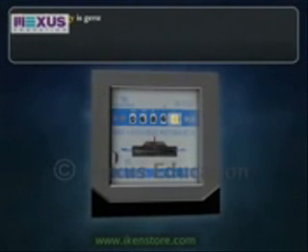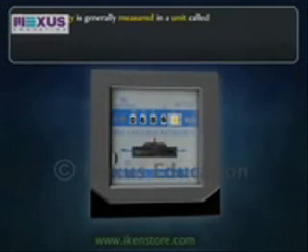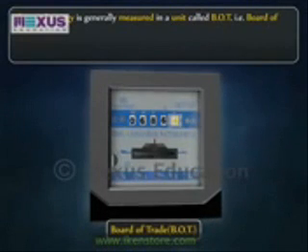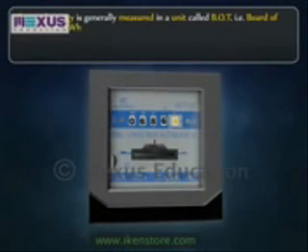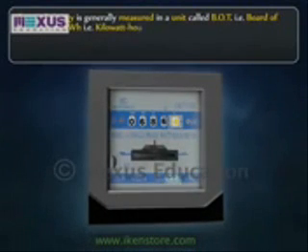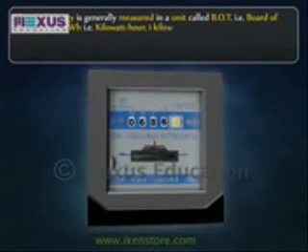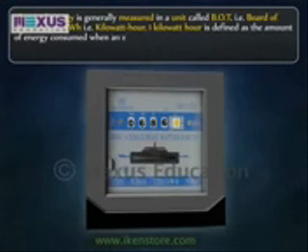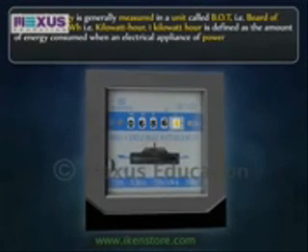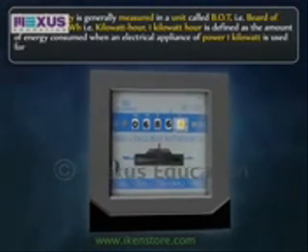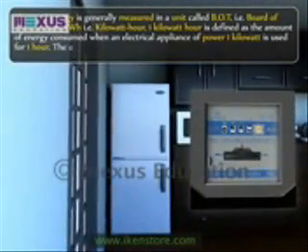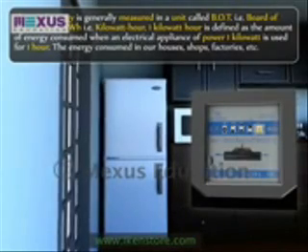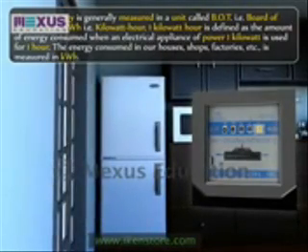Electrical energy is generally measured in a unit called BOT, that is, Board of Trade Unit, or kWh, that is, kilowatt hour. 1 kilowatt hour is defined as the amount of energy consumed when an electrical appliance of power 1 kilowatt is used for 1 hour. The energy consumed in our houses, shops, factories, etc. is measured in kilowatt hour.